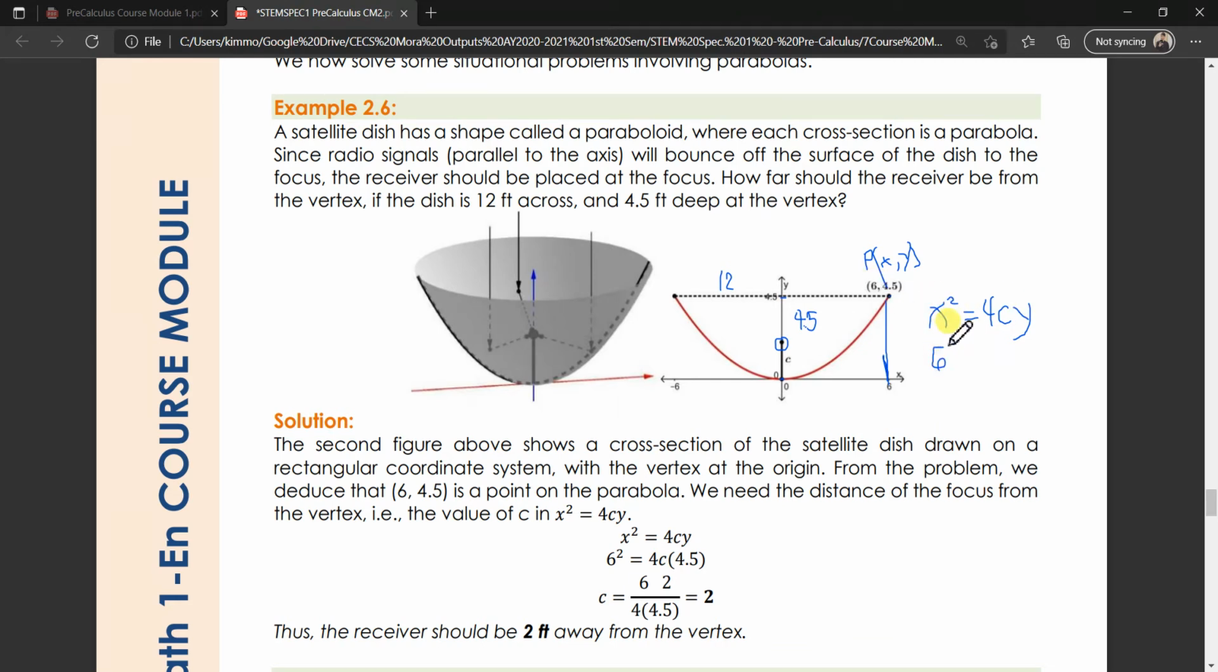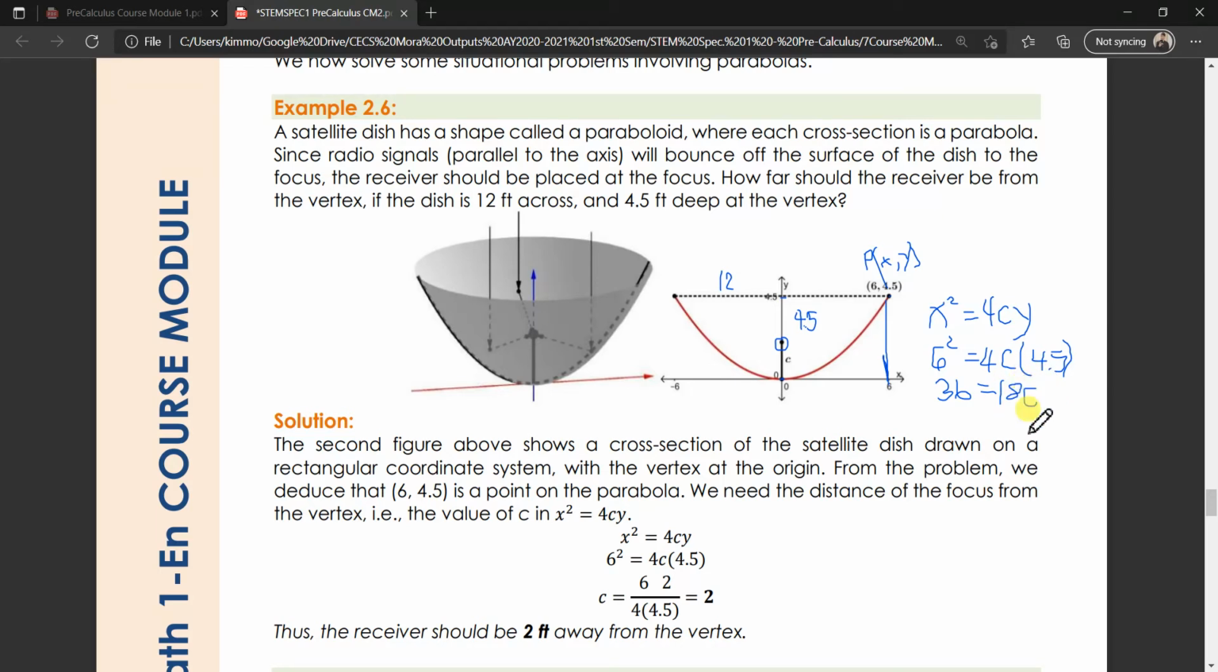So we have 6 squared is equal to 4c times our y. So our y is 4.5. Okay. So 6 squared, that is equal to 36. And 4.5 times 4, that is equal to 18. Then we multiply it by c, so we have 18c.